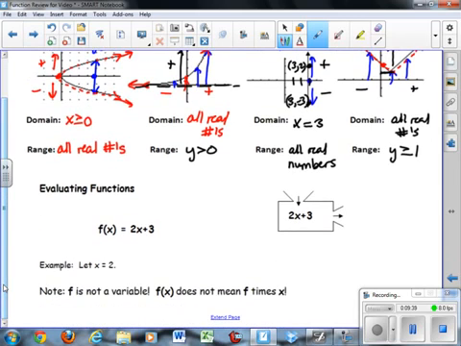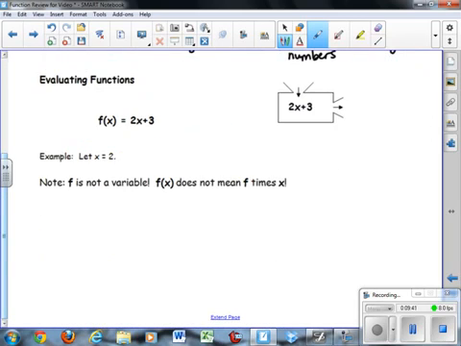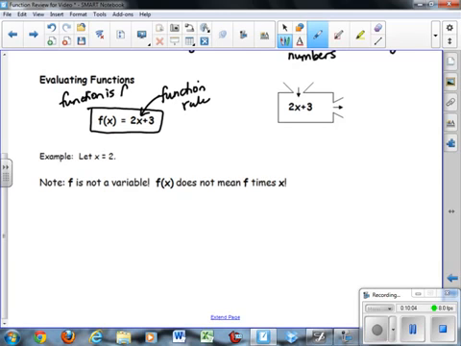Now one last little bit here about evaluating functions. If we want to evaluate a function, so let's say here's our function, f of x is equal to 2x plus 3. This is known as the function rule. The function is f, and when we say f of x, this is the number we're putting into the function. So let's say x is equal to 2.